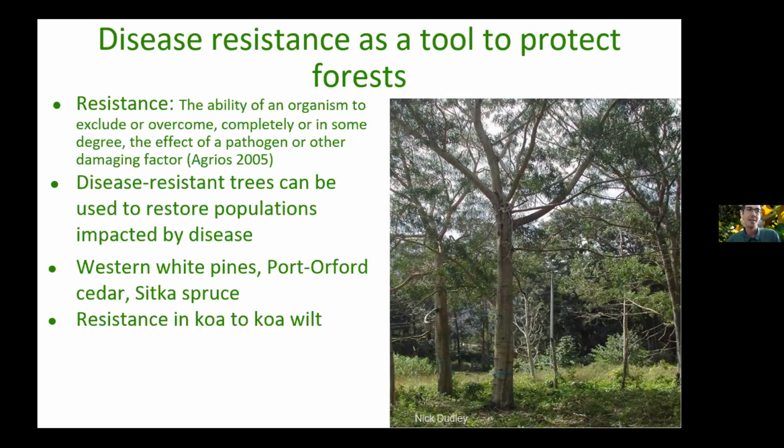And so as non-native pests and pathogens continue to increasingly become prevalent in forests across the globe, disease programs and the development of disease resistant forest trees has become very popular and is a powerful tool for restoring populations impacted by diseases and other pests. Some examples of programs that have successfully produced disease or pest resistant forest trees are those for Western white pines, Port Orford cedar, and Sitka spruce. And even here in Hawaii, we have an example with koa, fusarium wilt resistant koa. That work is being done by Nick Dudley and a bunch of other folks.